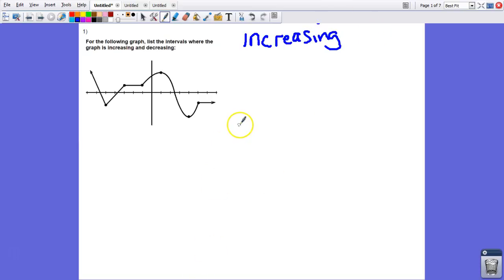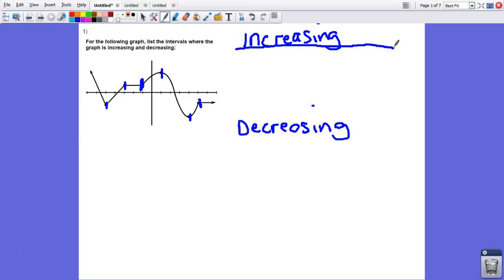Okay, and where is it decreasing? And it is increasing here, and again here, and again here, right? And it's increasing because it's getting higher on the y-axis. But what it wants us to write down is which part of the domain it is increasing in, and that's always the x values, right? So where is it increasing?